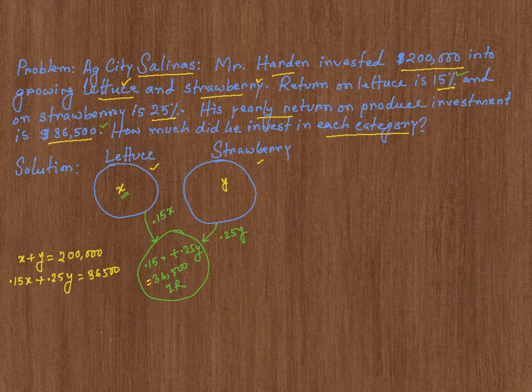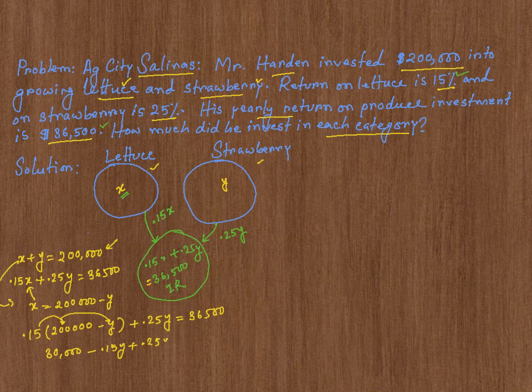I'm just going to use the substitution method, solving for X in the first equation. If I do that, by subtracting Y from both sides, I get X is equal to 200,000 minus Y. Now I take this X value and plug it into the second equation. So now I'm going to use the distributive property. 0.15 times 200,000 is, by the way, 30,000, minus 0.15 times Y, plus 0.25 Y, is equal to 36,500.